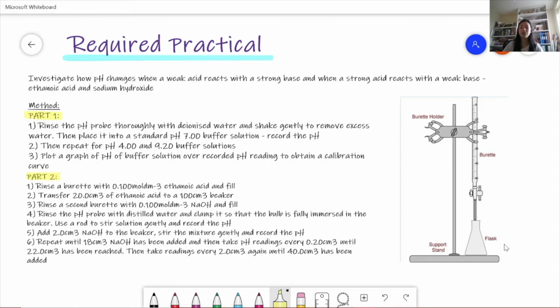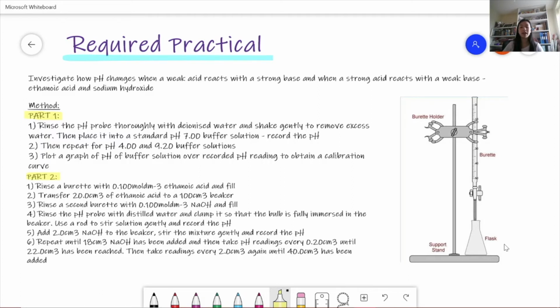And so for part two, the first thing we do is rinse a burette with 0.1 moles per decimeter cubed of ethanoic acid, and we make sure to fill this all the way to the bottom below the tap and that there are no bubbles. And then we transfer 20 centimeters cubed of this acid to a clean 100 centimeters cubed beaker. And then we rinse a second burette with the same 0.1 mole per decimeter cubed, but of sodium hydroxide this time. And again, we fill it up right to the bottom without any bubbles.